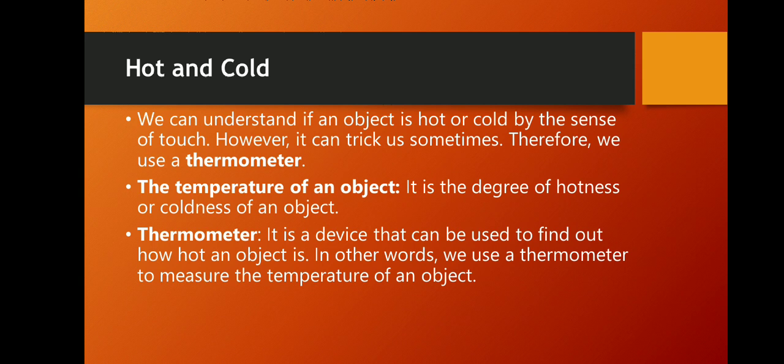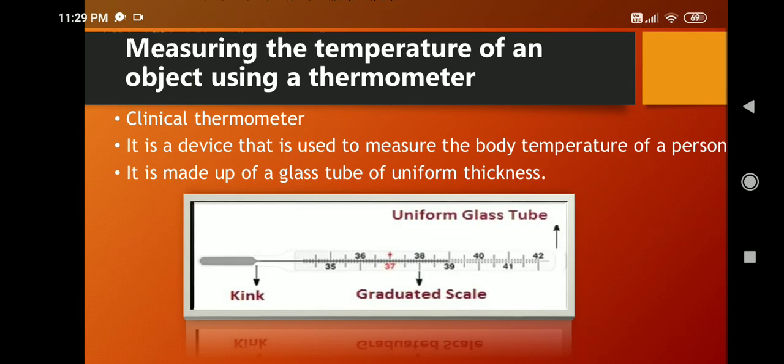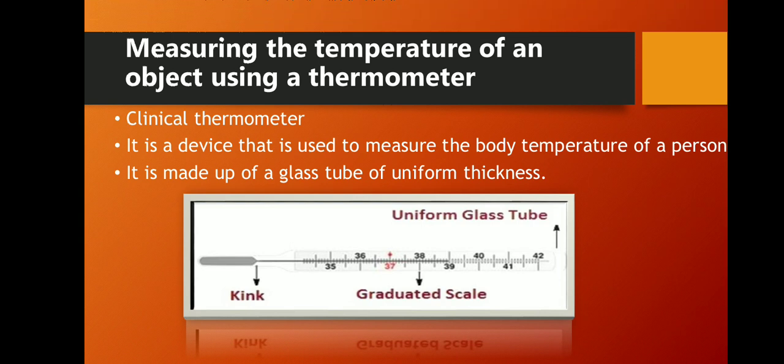And the device used to measure it is known as what? Thermometer. There are two types of thermometer. One is clinical and another is laboratory thermometer. Now let's see heat. What is heat? Heat is a form of energy that can only be felt. Heat flows from hotter region to colder region due to the difference in temperature.